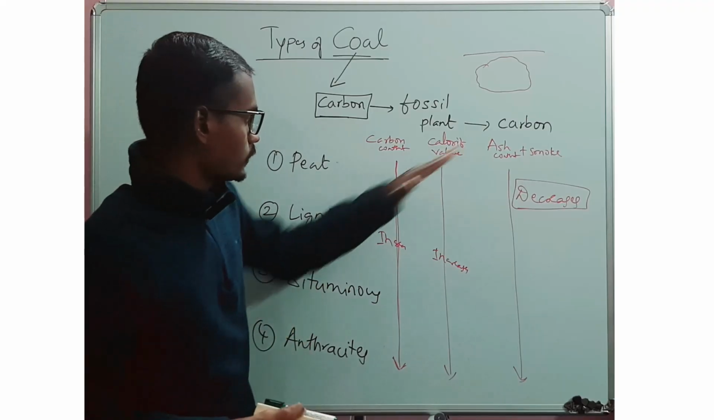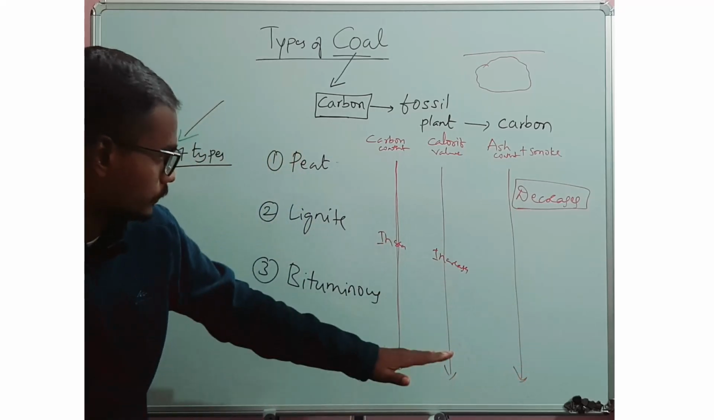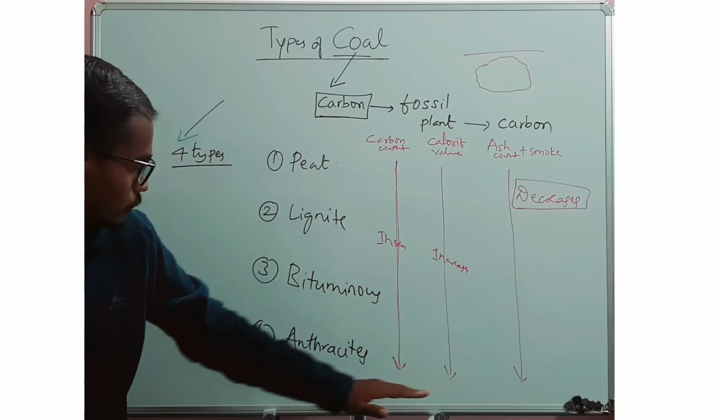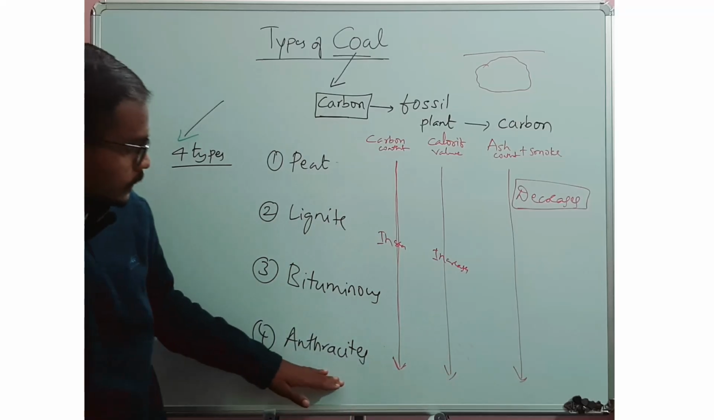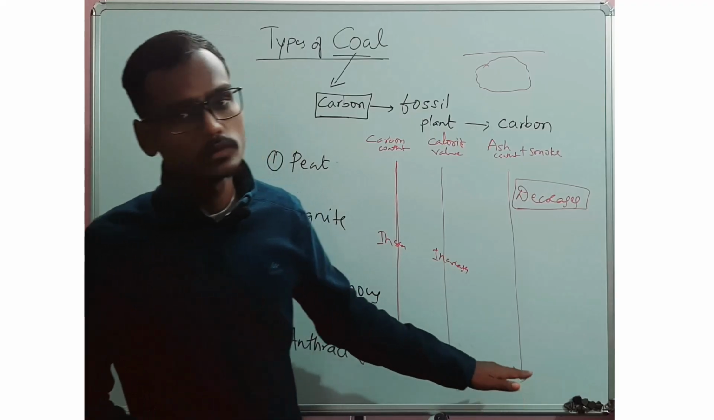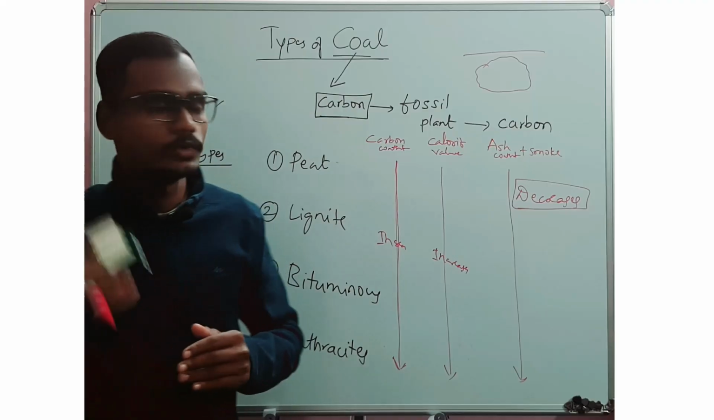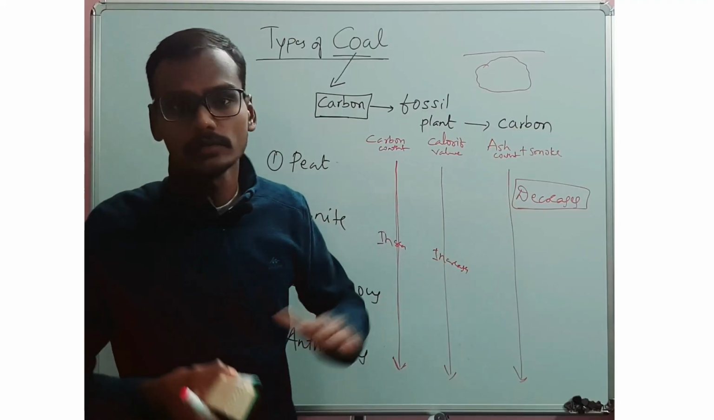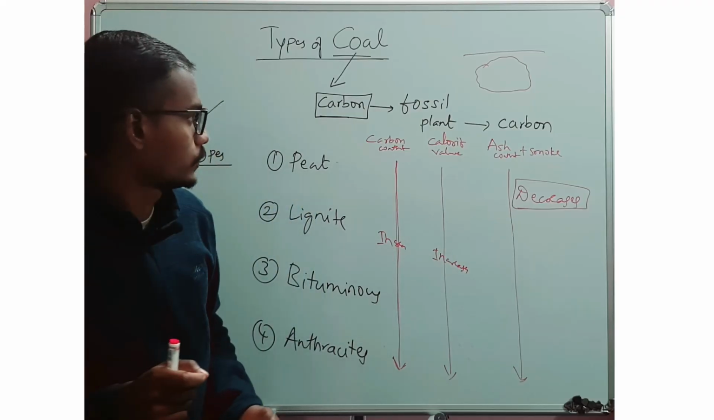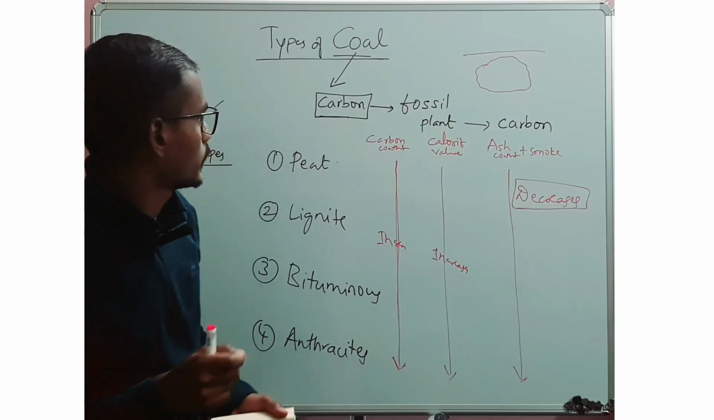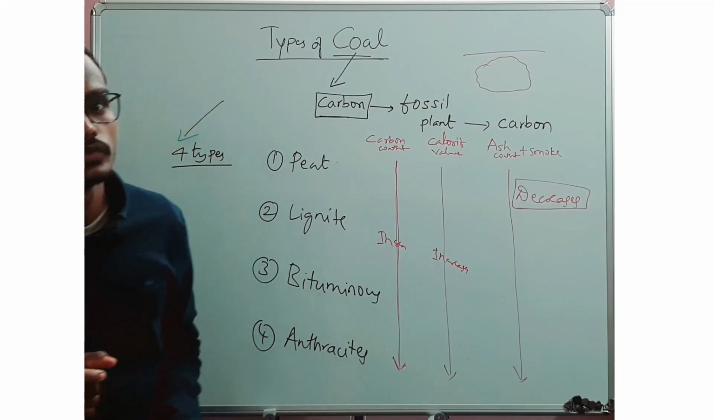It decreases as we go down towards anthracite. Why? Because anthracite has less ash content and smoke because of more carbon content. Carbon burns effectively and turns into carbon dioxide. The ash content is less because there is very little moisture. I hope this is very clear about the types of coal, and I believe you understood this topic.